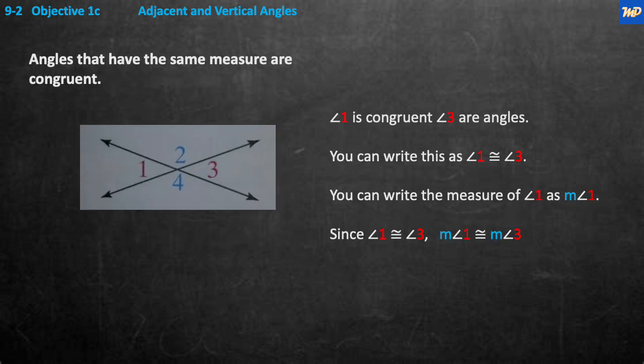Objective 1C, still adjacent and vertical angles. Angles that have the same measure are congruent. Using the same picture from the previous slide, angle 1 is congruent to angle 3. We said that they were equal, remember? 1 and 3 are equal because they're opposite. They're vertical angles. You can write it as angle 1 is congruent to angle 3, and this is the congruent symbol that we're using. It's an equal sign with a little wiggly line on top.